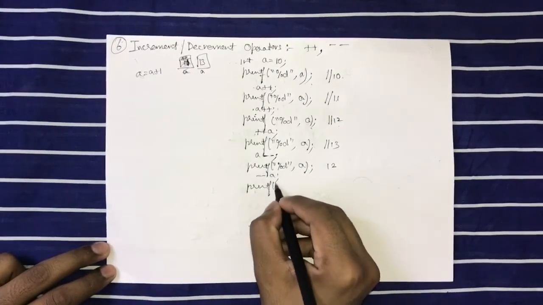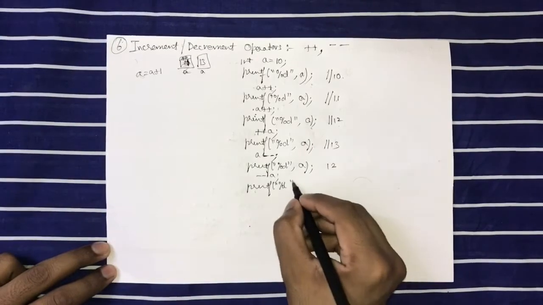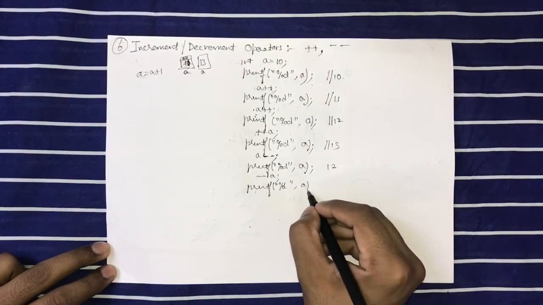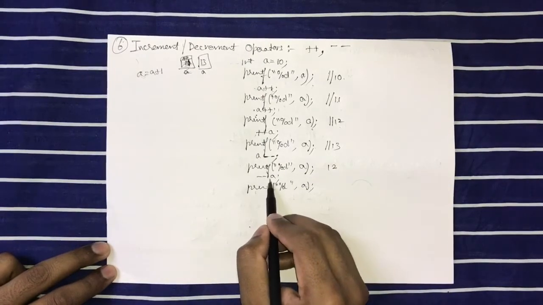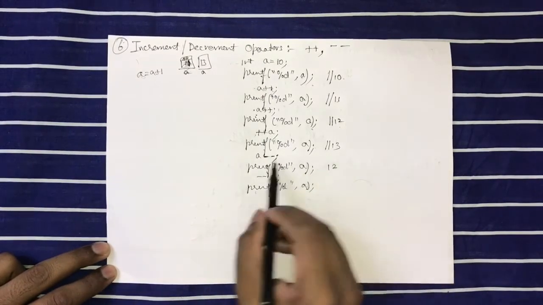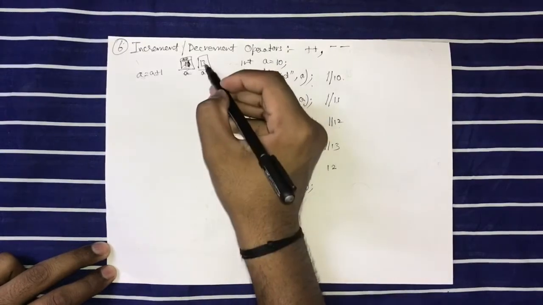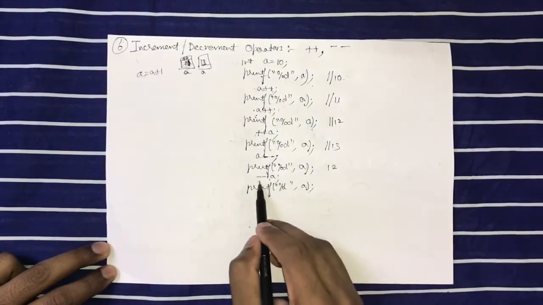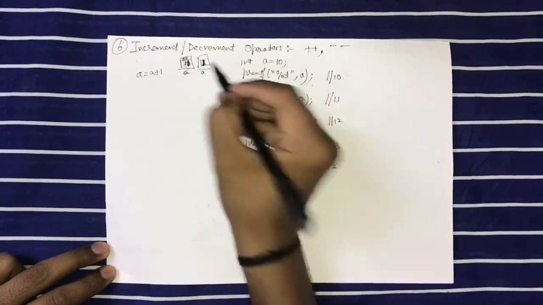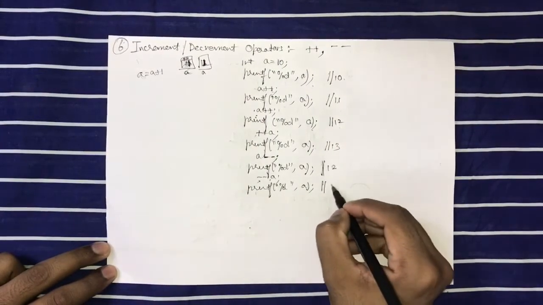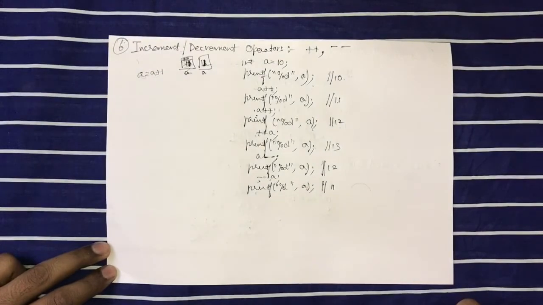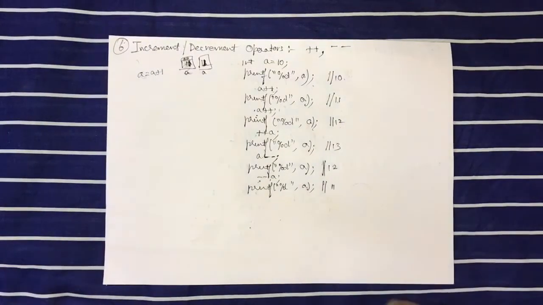Printf %d a. So it would decrease the value by one. In this step it has decreased its value to 12, and now it has decreased its value to 11. Now it would print 11 over here. So this is how increment and decrement operators work.